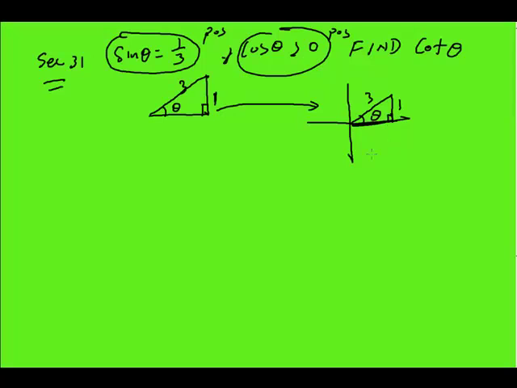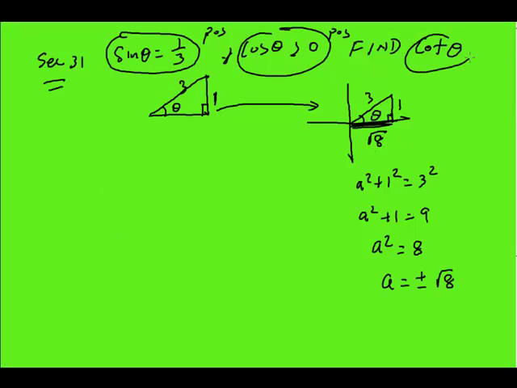So to find that, I'm going to use the Pythagorean theorem. We'll call that a squared plus 1 squared is equal to 3 squared. So I have a squared plus 1 is equal to 9, and then when I subtract, I get a squared is equal to 8, and when I take the square root, I get a is equal to plus or minus root 8. Since this is going to go to the right, that will be positive. If it went to the left, it would be negative. So positive root 8. All I have to do now is find the cotangent.